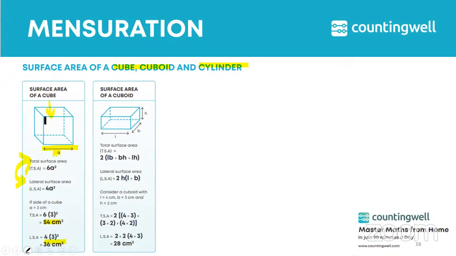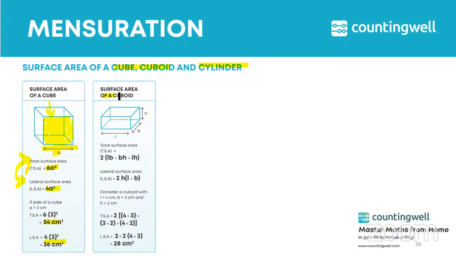You can see each face of a cube is in the form of a square. And if the square has each side of length a units, then its area is a square. Since the cube has 6 faces, we have 6a square as the total surface area. And since for lateral surface area we are avoiding the top and bottom faces of the cube, we have 4 times a square.